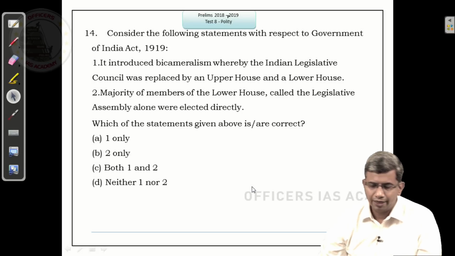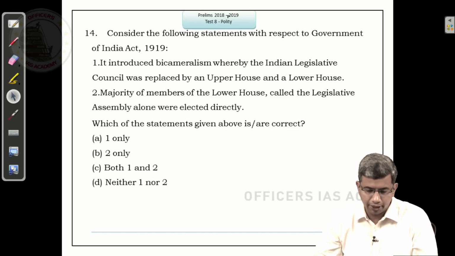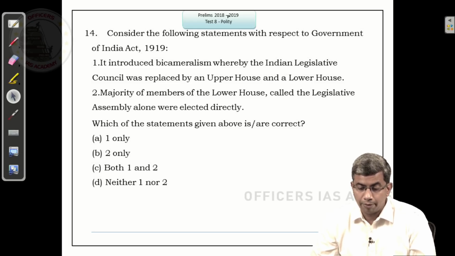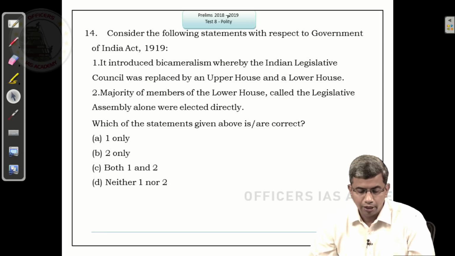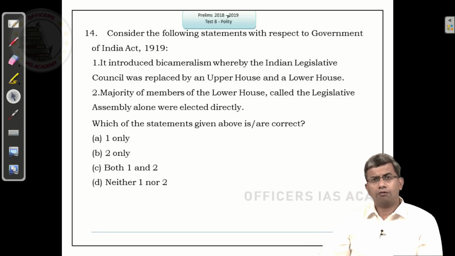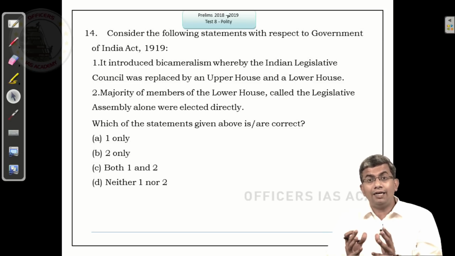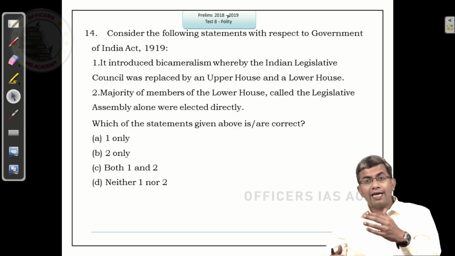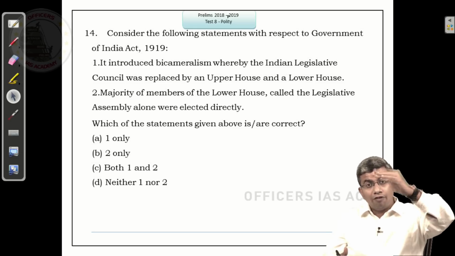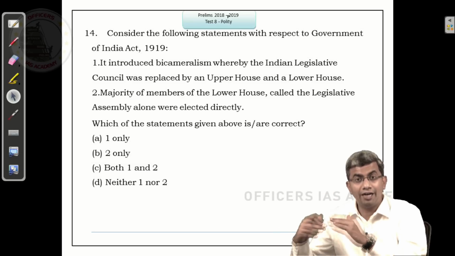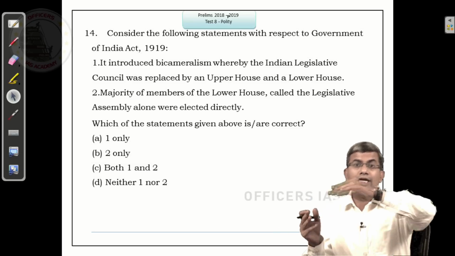Moving on, consider the following statements with respect to Government of India Act 1919. It introduced bicameralism whereby the Indian Legislative Council was replaced by an upper house and a lower house. Majority of the members of the lower house, called the Legislative Assembly alone, were elected directly. Which of the above statements given is correct? So, clearly bicameralism was introduced at the center. So, it introduced diarchy in the provinces, it introduced bicameralism in the center. And Government of India Act 1935 introduced federalism in the provinces and diarchy at the center.